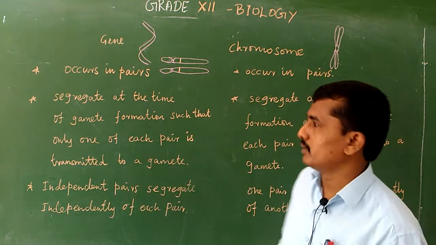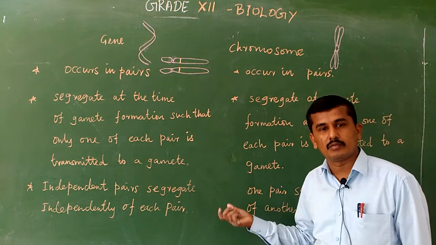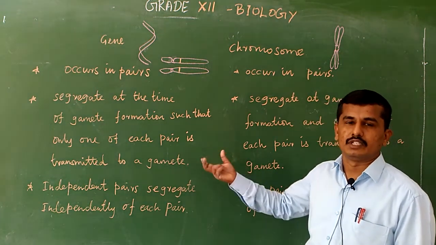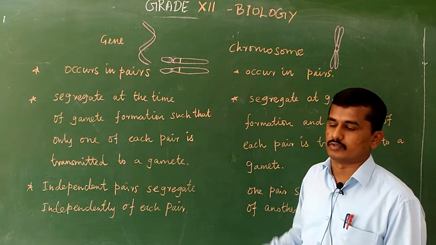This is actually a simple difference between gene and chromosome. So normally in the chromosomal theory, the simple explanation about genes and chromosomes, how they differ.